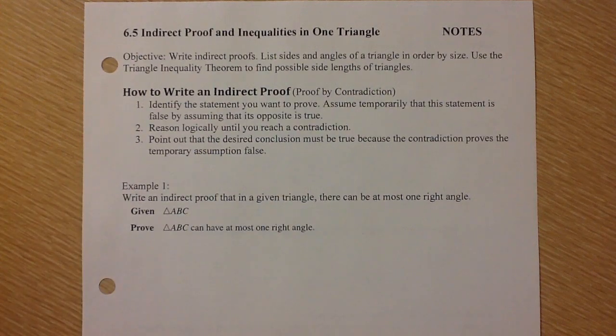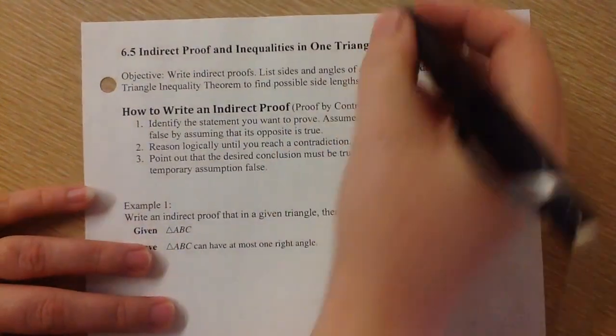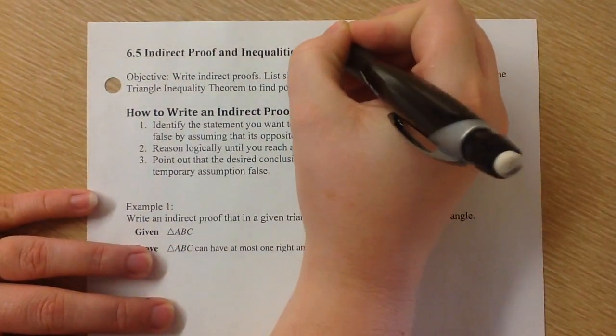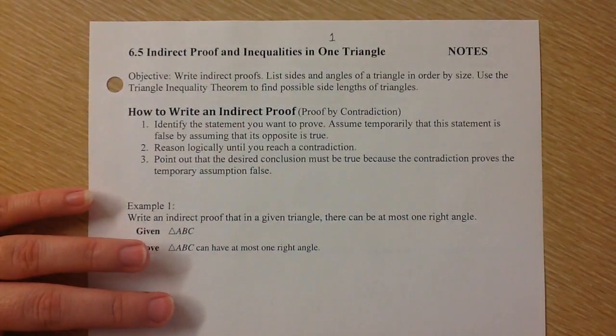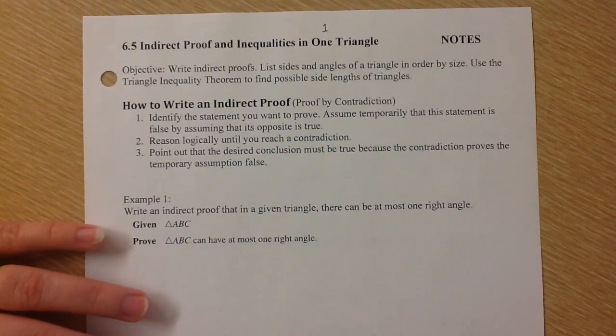All right, section 6.5, we're talking about indirect proof and inequalities in one triangle. In this lesson, we're just looking at the sides and the angles in one single triangle. In the next section, we'll get into multiple triangles.